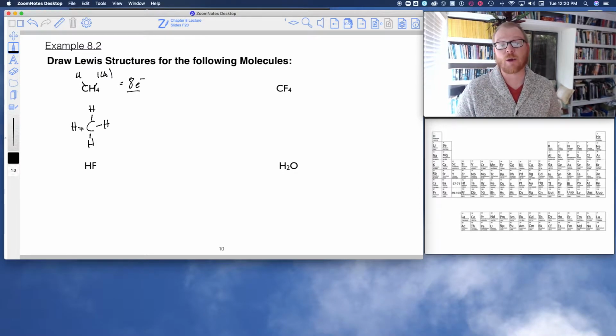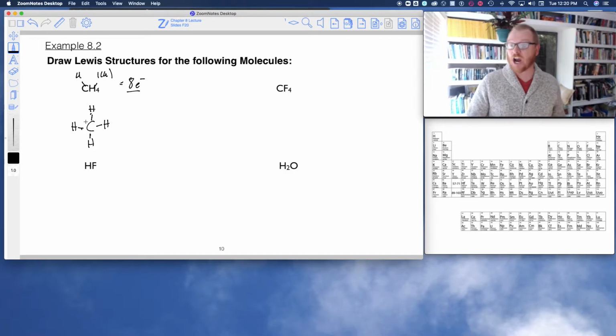Now we have to check that we've satisfied the octet rule. So carbon wants to have 8 electrons surrounding it, and indeed it does: 2, 4, 6, 8. Hydrogen wants to have the duet rule. So each hydrogen can only have 2 electrons. And so this hydrogen has no lone pairs, which is correct.